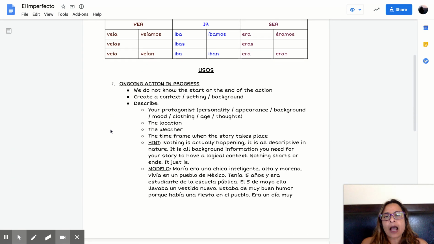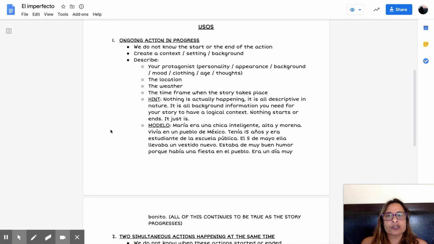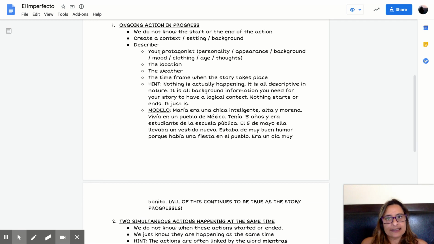All right, what's most challenging about the preterite and the imperfect is knowing when to use them. So the first use of the imperfect is what we've been working on with our writing for the last several days, which is creating a context for your story. You're going to create a context for a story in Spanish exactly the same way that you would create a context for a story in English. So how do we usually start a story? We have to describe the protagonist. So again, here's everything that we've been doing: describing their personality, their appearance, their background, their mood, their clothing, their age, their thoughts, where they're located at the start of the story, what the weather is like.